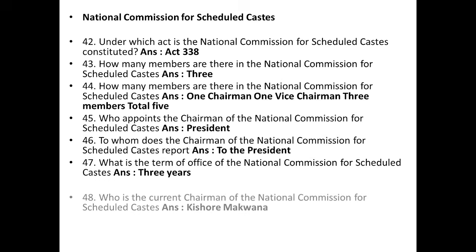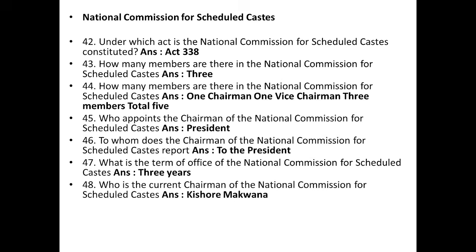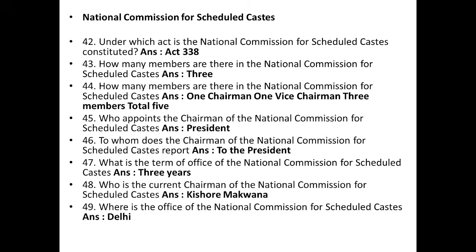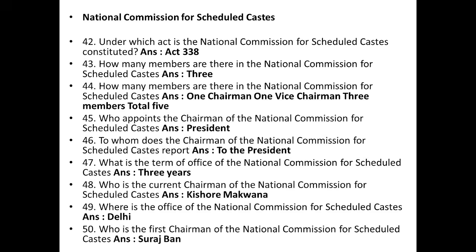What is the term of office of the National Commission for Scheduled Caste? 3 years. Who is the current chairman of the National Commission for Scheduled Caste? Kishore Makwana. Where is the office located? Delhi. Who is the first chairman? Suraj Bhan. So these are the questions for Scheduled Caste.